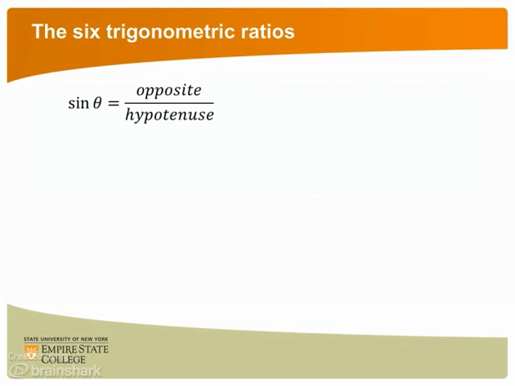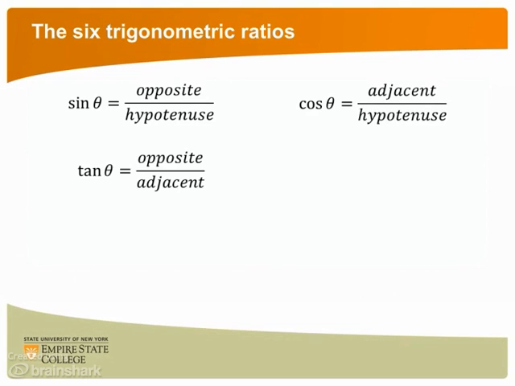The first ratio is sine, which is abbreviated SIN. This is the ratio of the length of the opposite side to the length of the hypotenuse. Cosine, abbreviated COS, is the ratio of the length of the adjacent side to the length of the hypotenuse. Tangent, abbreviated TAN, is the ratio of the length of the opposite side to the length of the adjacent side.